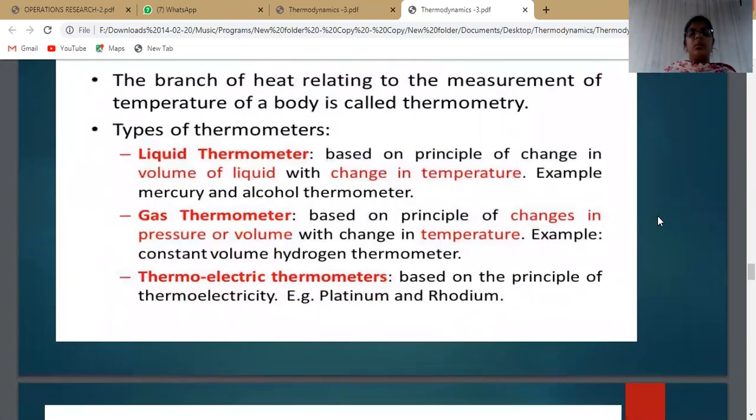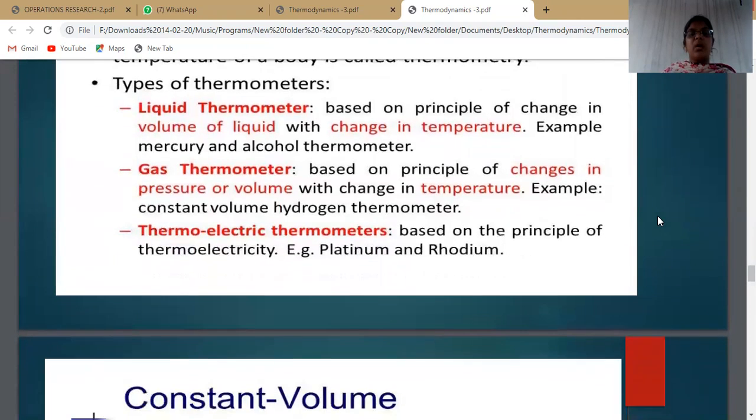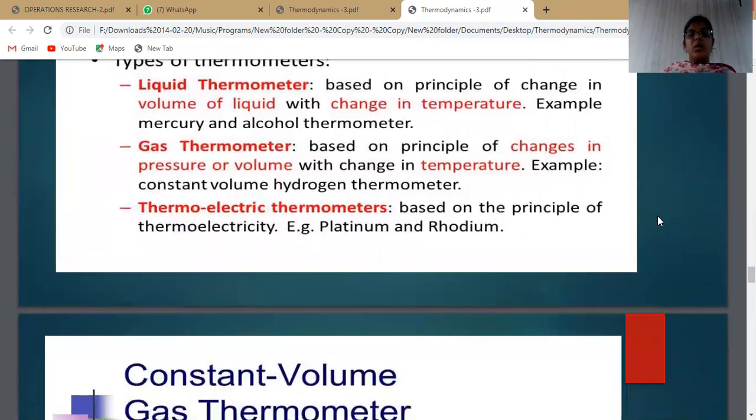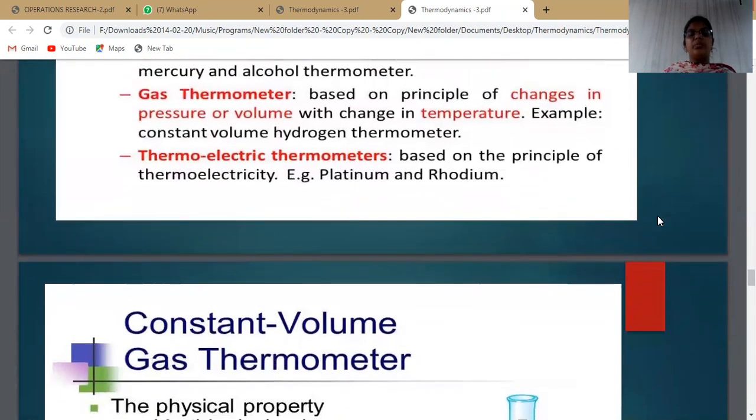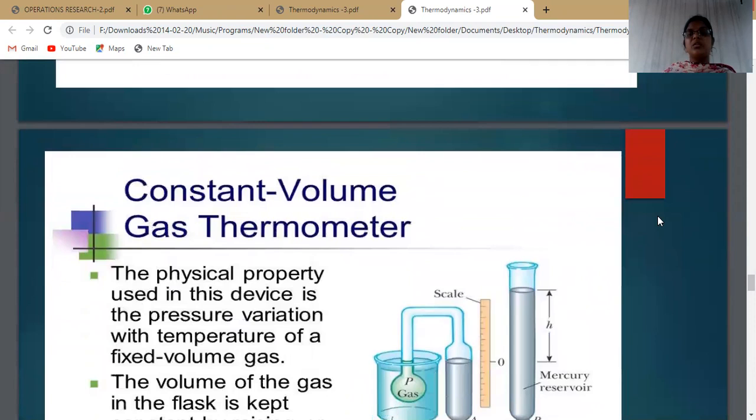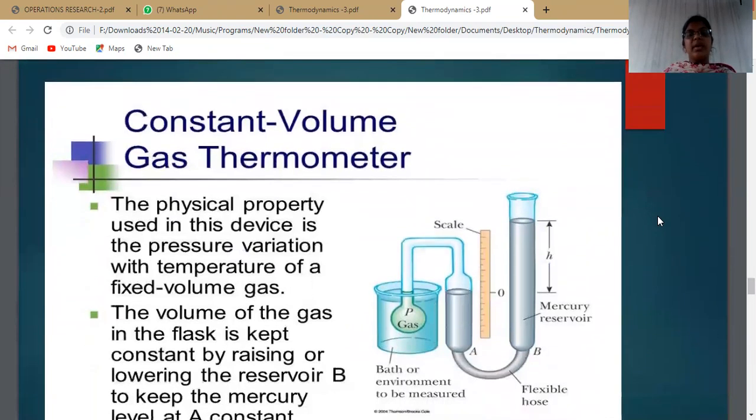The gas thermometer is based on the principle of changes in pressure or volume of a gas with change in temperature. An example is the constant volume hydrogen thermometer. Next, thermoelectric thermometers are based on the principle of thermoelectricity. Examples: platinum and rhodium. The final topic in the first unit is the constant volume gas thermometer.